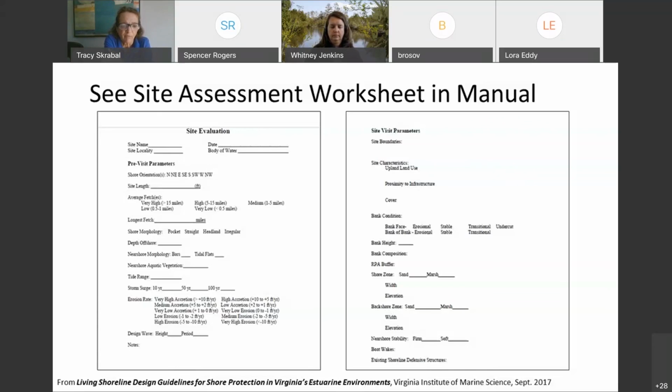What is the condition of my shoreline and the backshore area? Do we have boat wakes, etc.? So this is just one tool. We invite you to use it, plagiarize it, do what you need to do.